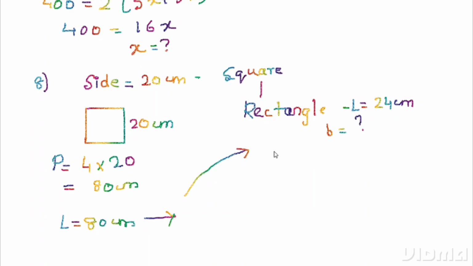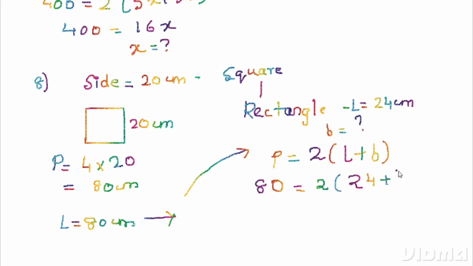So I can say that this perimeter will also be equal to 2 times L plus B. Here also the perimeter will be 80 because that same wire length I am bending and forming into a rectangle. So that is 2 times L, which is 24, plus breadth. So this was the twist.